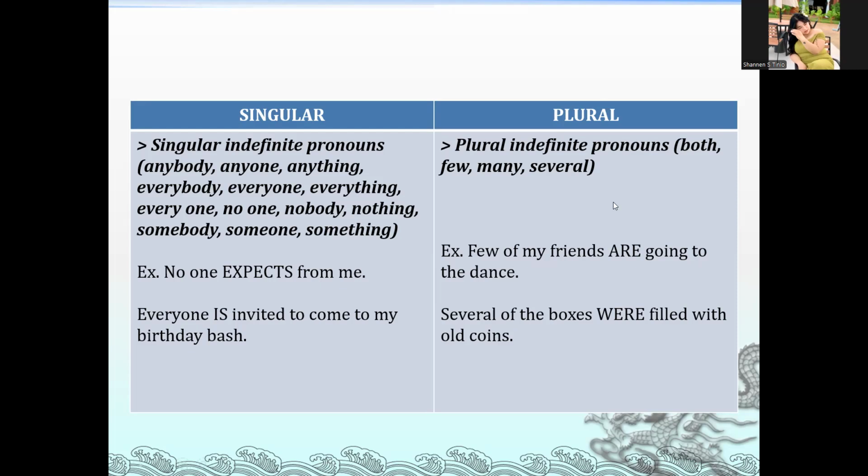Plural indefinite pronouns. So, when you use these words such as both, few, many, several, you have to use the plural form of the verb.